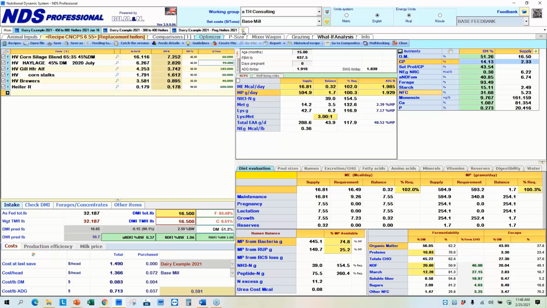Hermano, do you want to go through the dry cow? Just to show the animal inputs sections for far off and close up, maybe. Okay, I'll make you presenter, and then you can do that, and then I can show some examples after that.